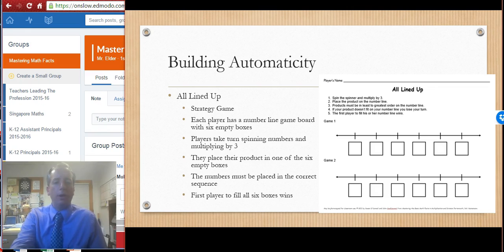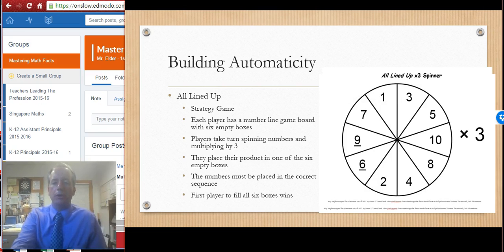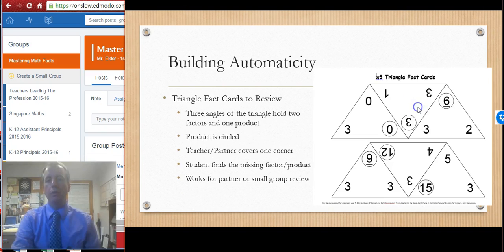Another game to build automaticity, right? This one is a strategy game, and this one's going to be a little tricky for some kids. So again, they're going to use a spinner, and they're going to multiply by 3. And so they spin it, they get 5 times 3, and they're going to have to decide. And so the strategy certainly comes in as kids have to decide, well, if I did 5 times 3, where would I put that 15?